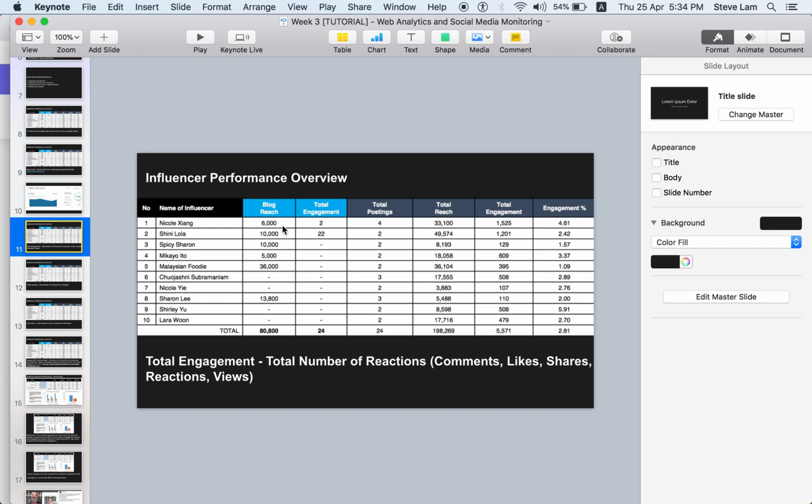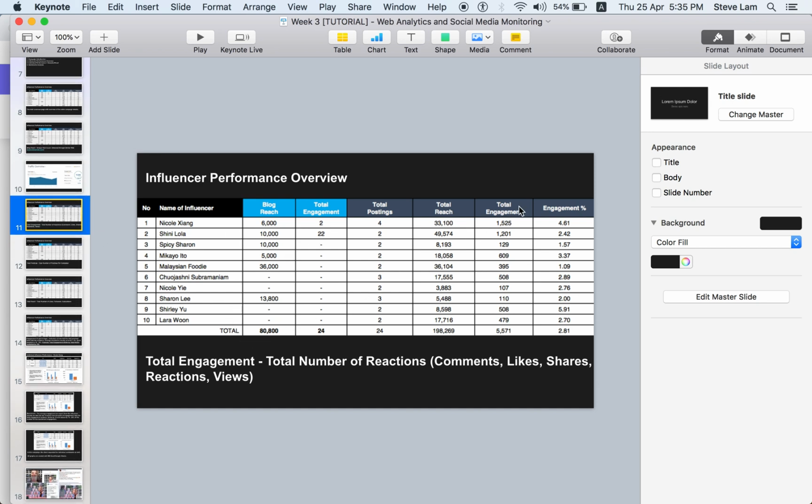Anyway, like I said, let's move on. No point talking about this. So yeah, remember, the blog reach is from SimilarWeb. Total engagements means total number of reactions. In this case, for blogs, you can only comment on it and maybe like it. So the fact that Shini Lola still has engagements on her blog means it's quite good already. Otherwise, for social media monitoring, total engagements means the total number of reactions.